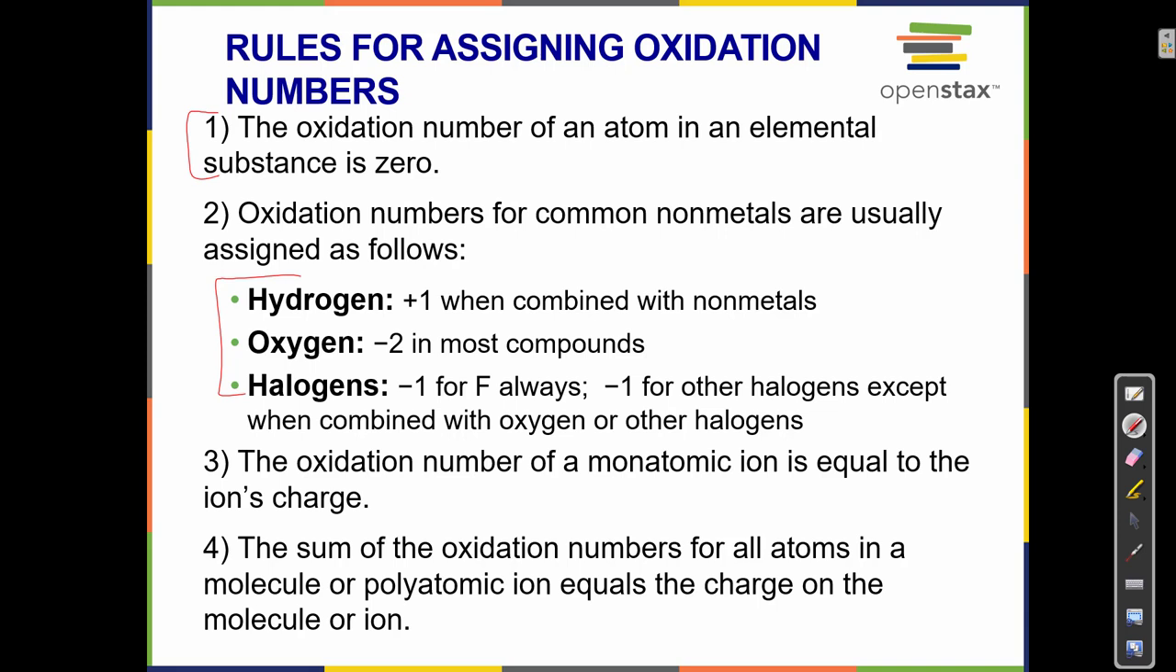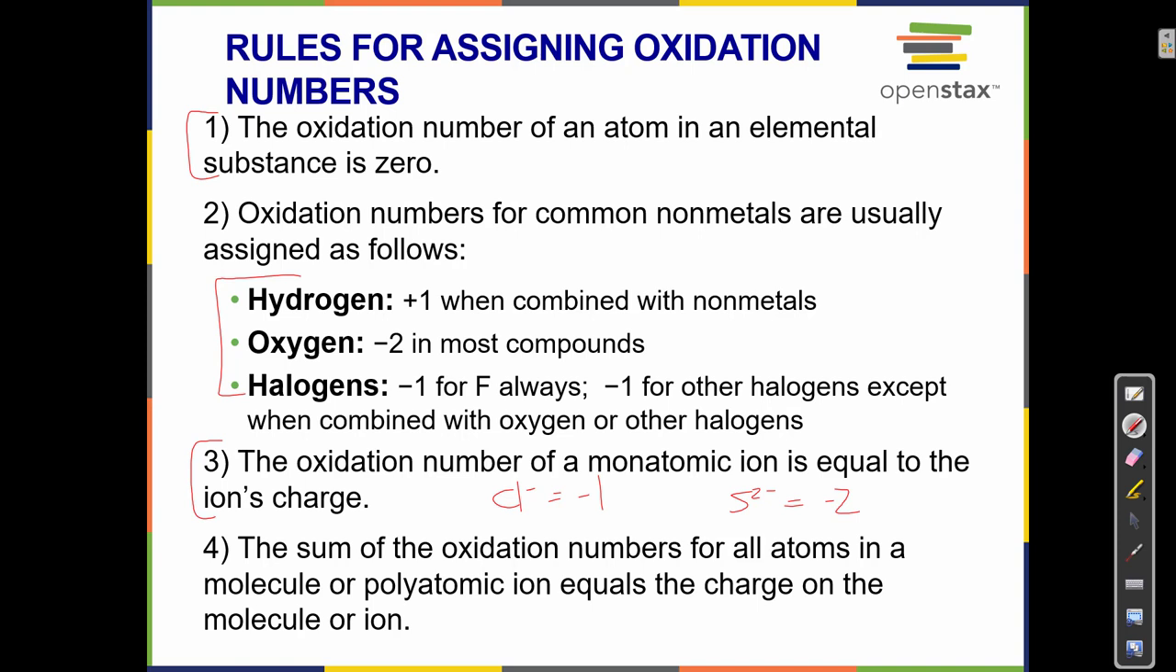Elements are zero. The oxidation number of an ion is equal to the ion's charge. So Cl minus equals minus 1. S2 minus equals minus 2 is the oxidation state. So if I have an ion that only consists of one atom, monatomic, then the oxidation state is the same as the charge. They mean the same thing.